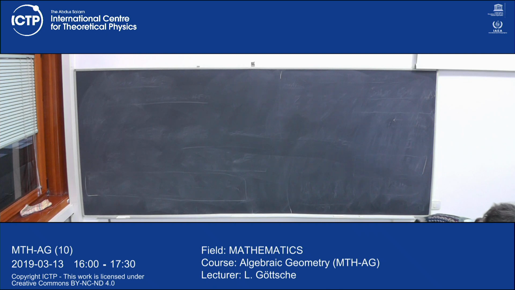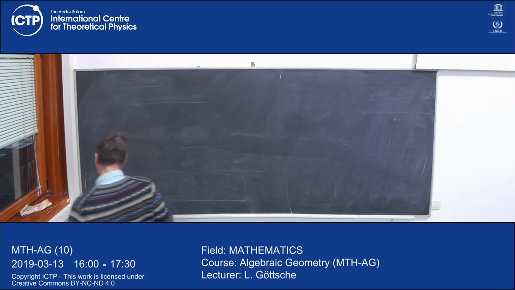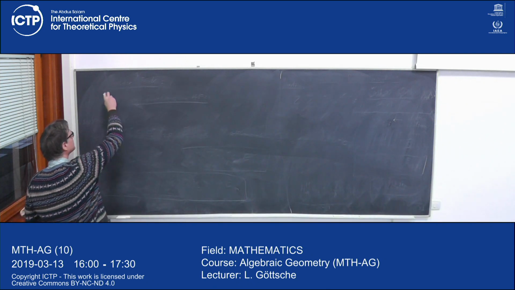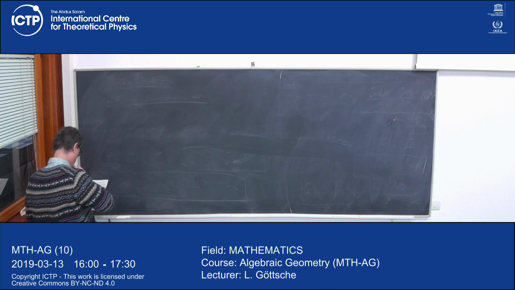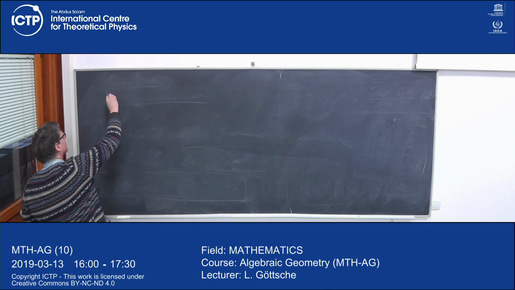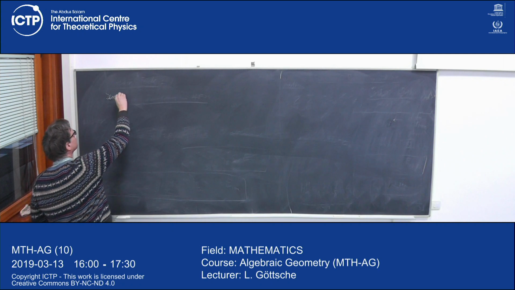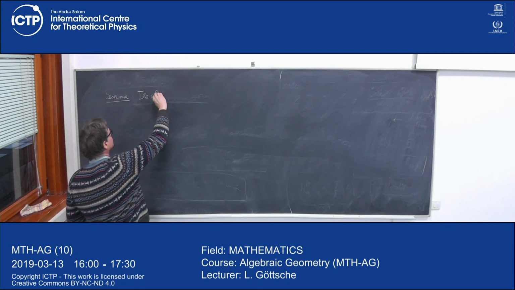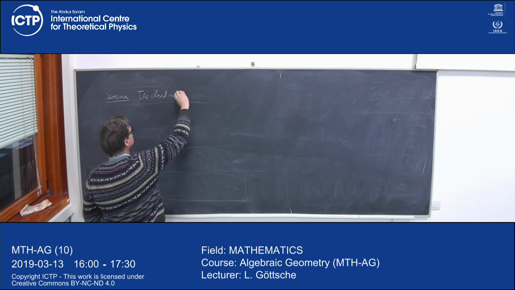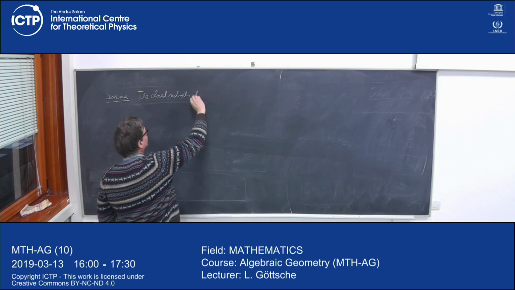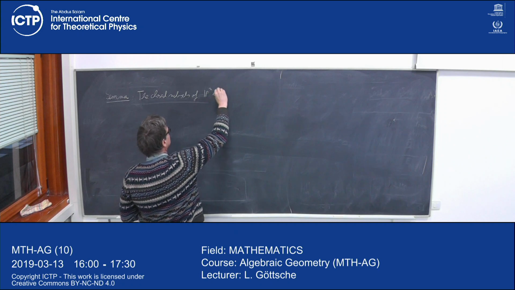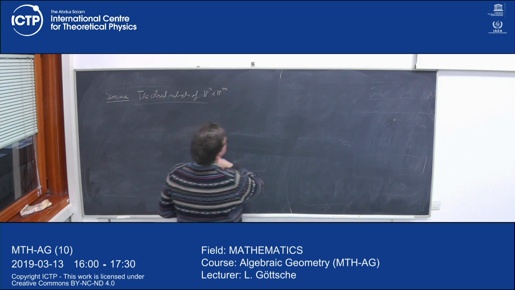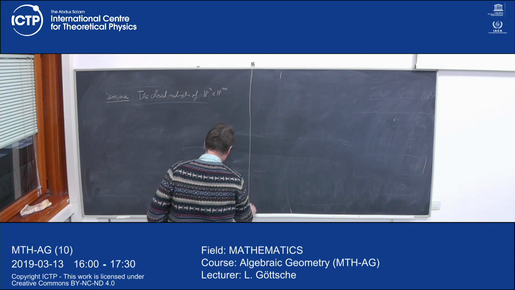We have been talking about products, so just to repeat the last couple of lemmas. Lemma: the closed subsets of P^n times P^m are just the zero sets of bihomogeneous polynomials.